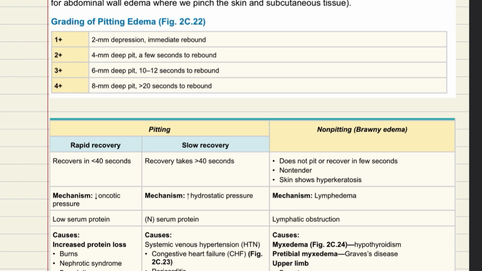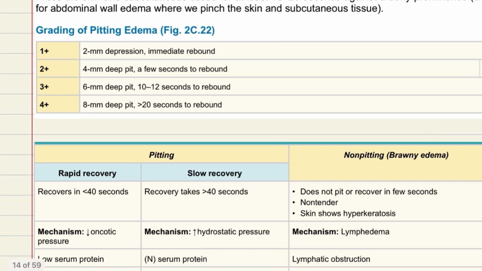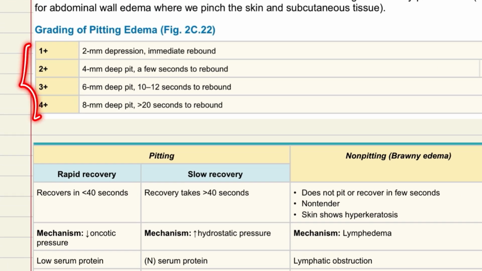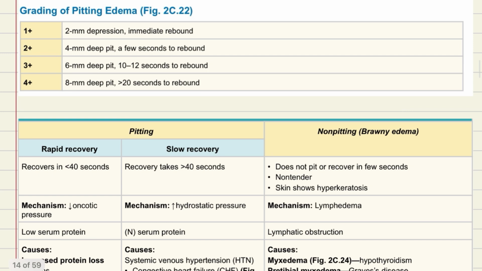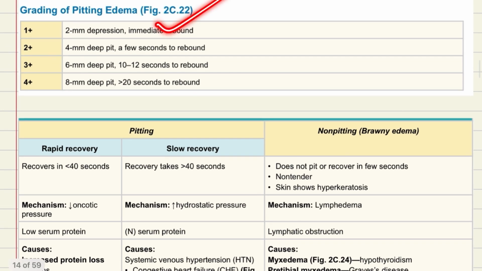This is very easy to remember, just double the number here. 1 multiplied by 2, so it is 2 millimeter depression, immediate rebound. 2 plus means 4 millimeter deep pit, 3 plus means 6 millimeter pit, and 4 plus means 8 millimeter deep pit, with rebound taking a few seconds, 10 to 12 seconds, and 20 seconds. So basically you remember this by just multiplying by 2. So this is the grading of the pitting edema.